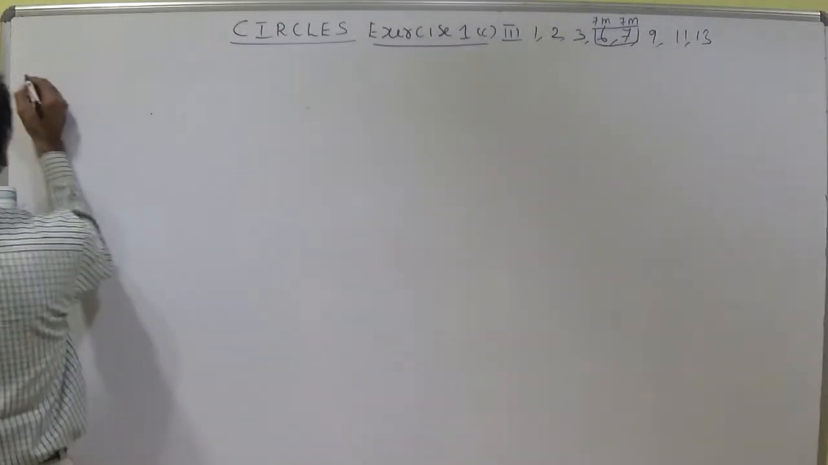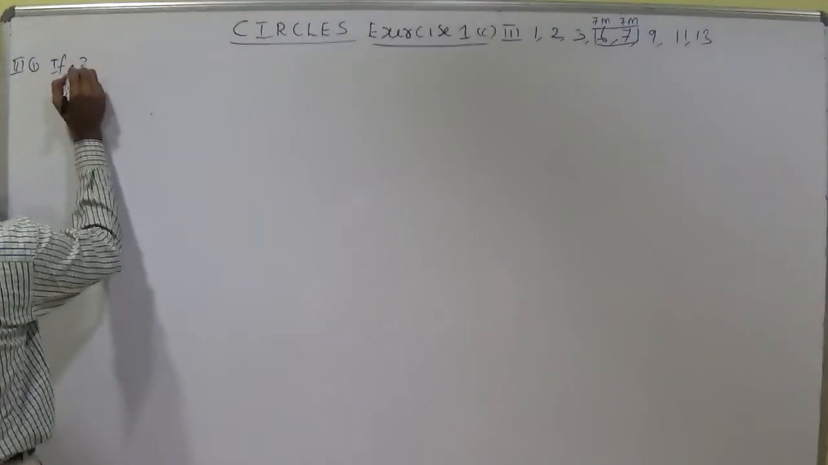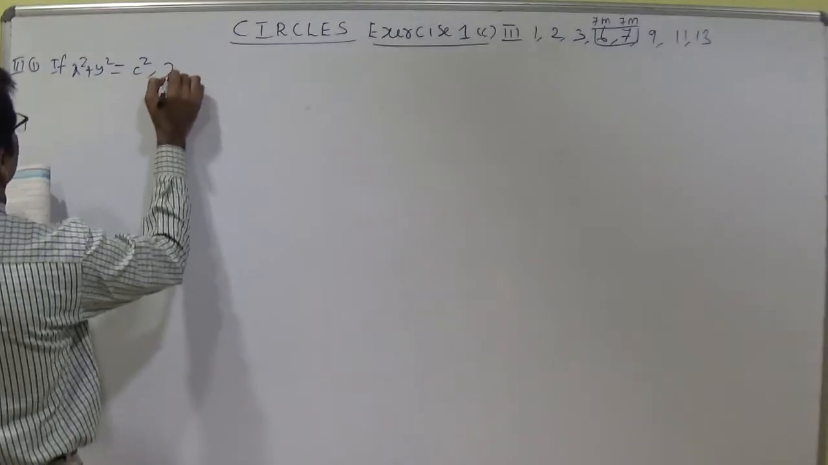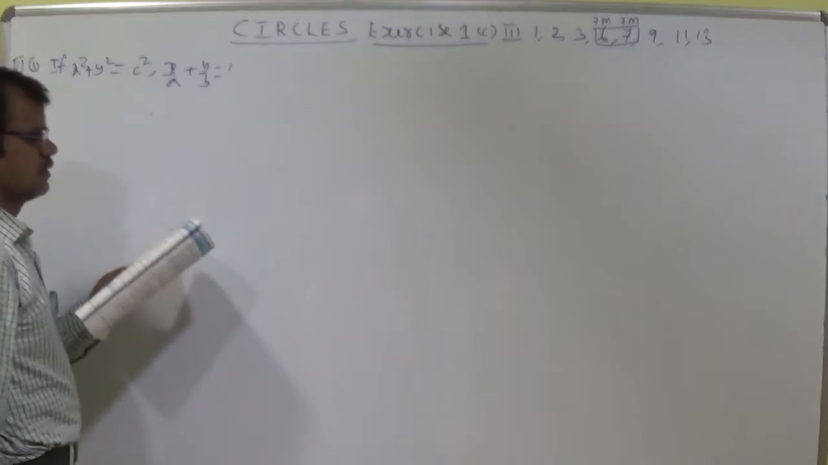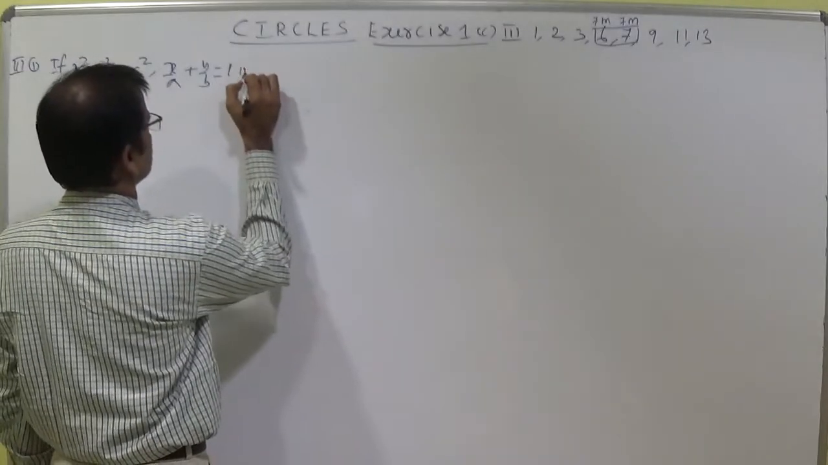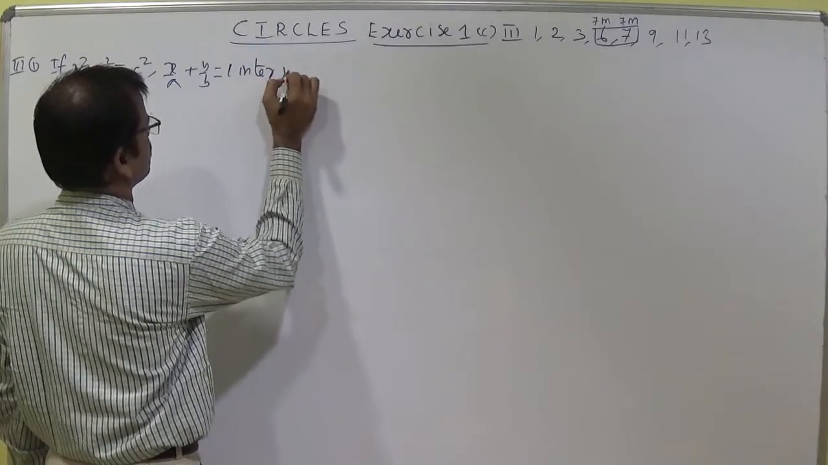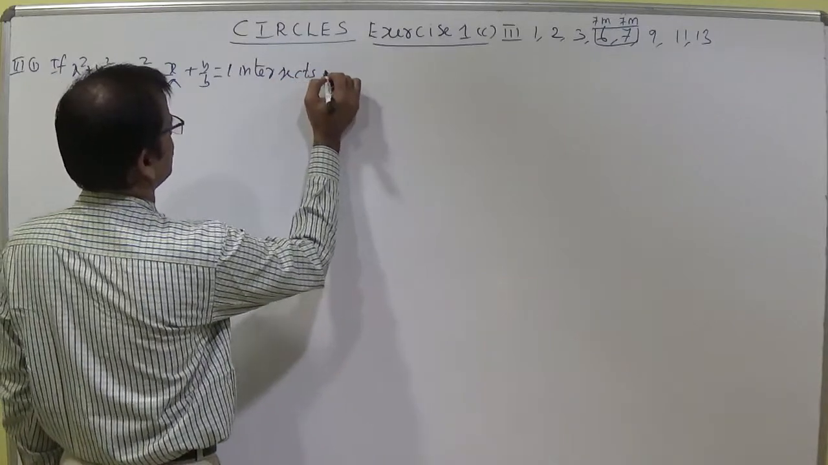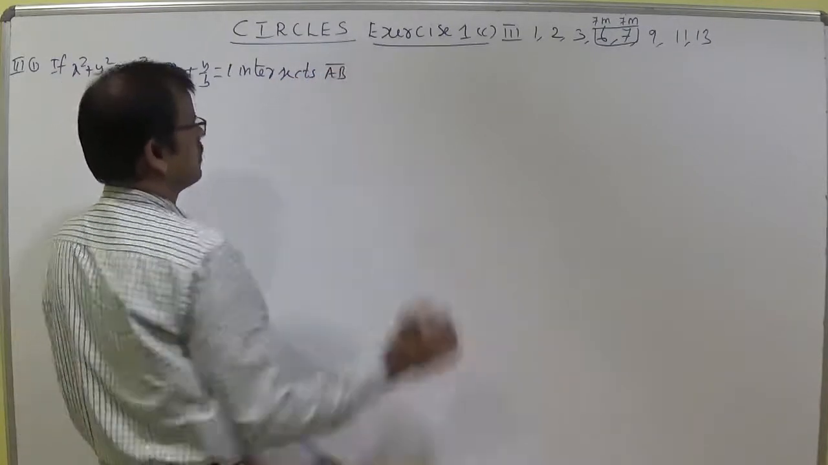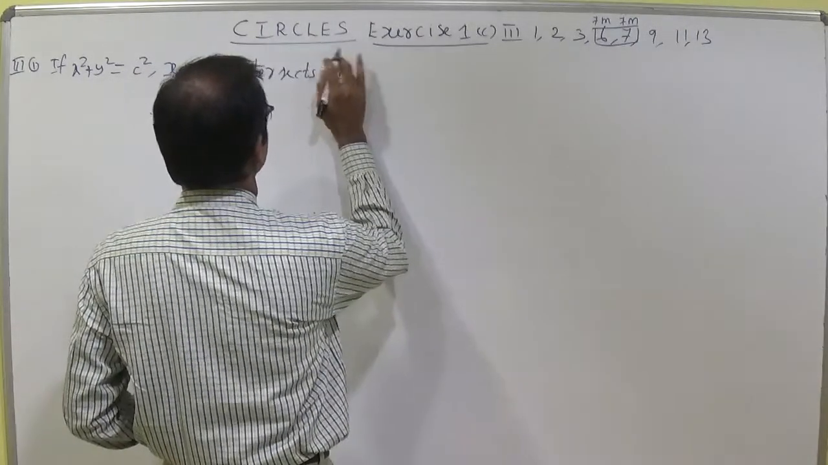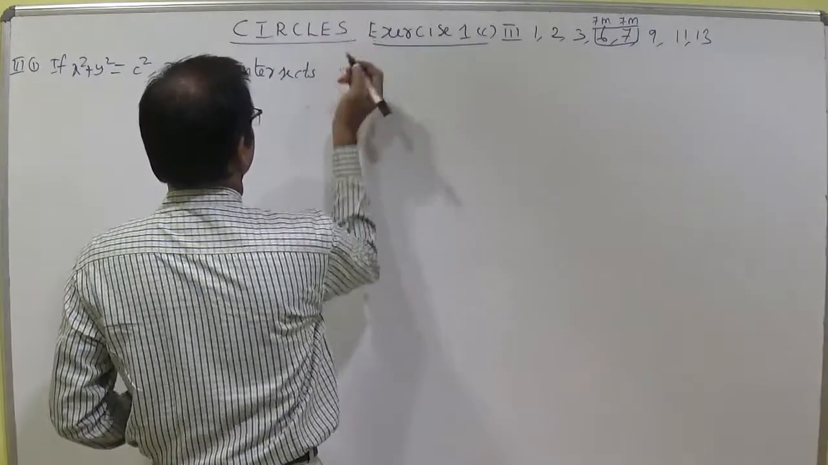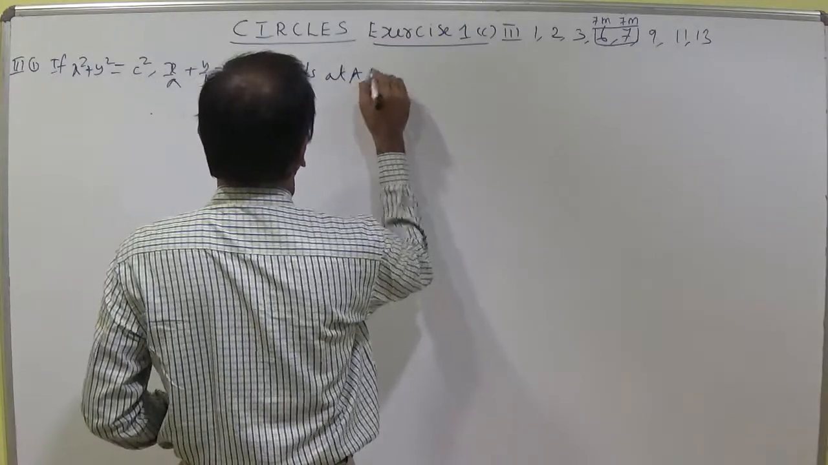Let us discuss the first question. If x square plus y square is equal to c square, comma, x by a plus y by b is equal to 1, intersects AB. So he is giving a line and a circle. The line intersects the circle at A and B.